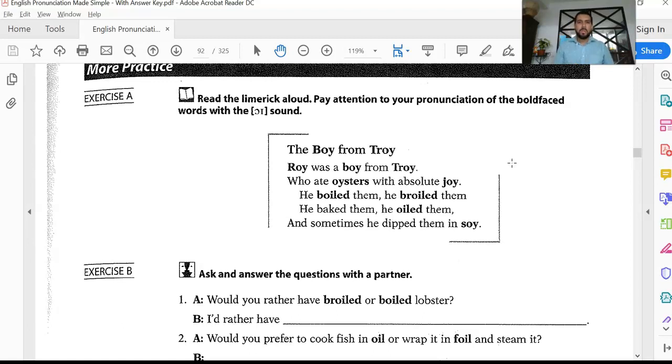So here I go. Roy was a boy from Troy who ate oysters with absolute joy. He boiled them, he broiled them, he baked them, he oiled them, and sometimes he dipped them in soy.